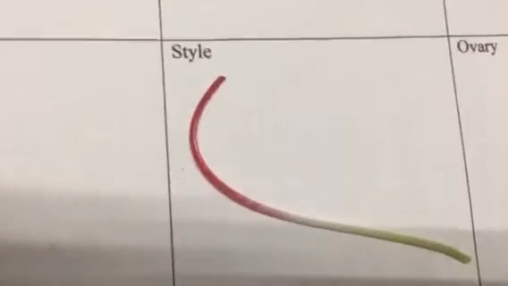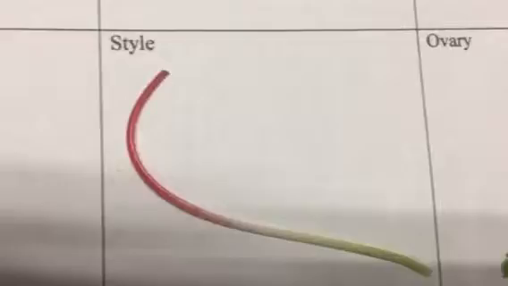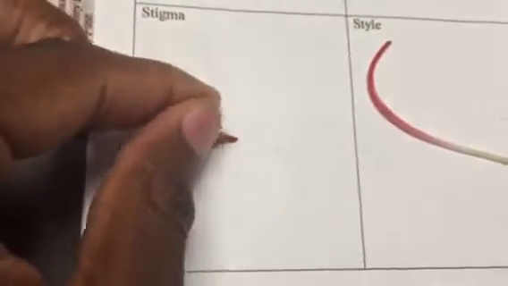You need some help? I got it. Okay. This is the style. The stigma. I had lost the stigma. There you go. That's the stigma right there. The style, ovary. Those small white things inside there are the eggs.